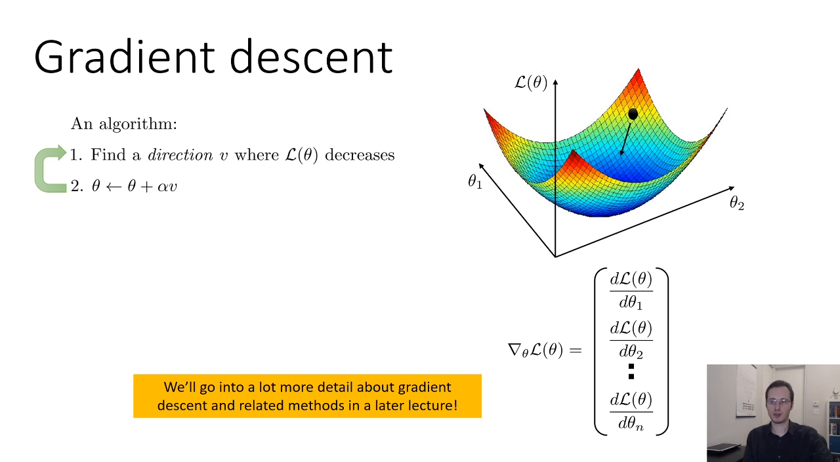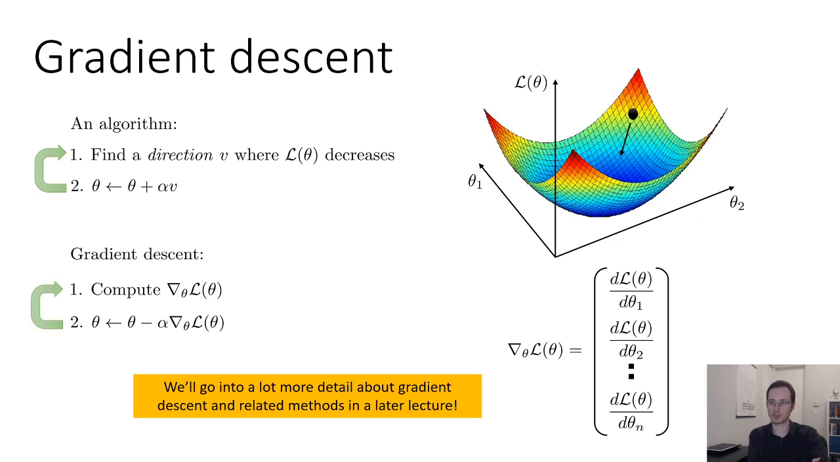And we'll go into a lot more detail about gradient descent and related methods in a later lecture. But for now, here's the sketch of the algorithm. Step 1, compute the gradient. Step 2, set theta to be theta minus alpha times the gradient. So the gradient is just negative V here. This is exactly the same as the algorithm above, but just instantiated to use the gradient. The algorithm above is more general. It could use any direction that decreases, and the gradient gives us one such direction. So this is the gradient descent algorithm.